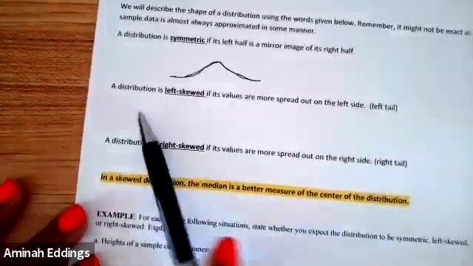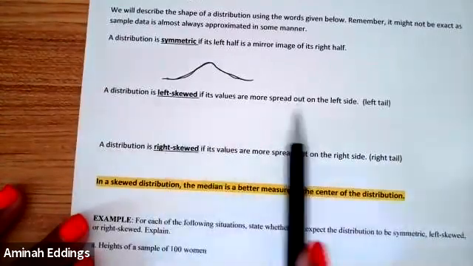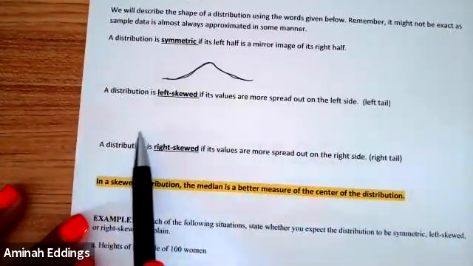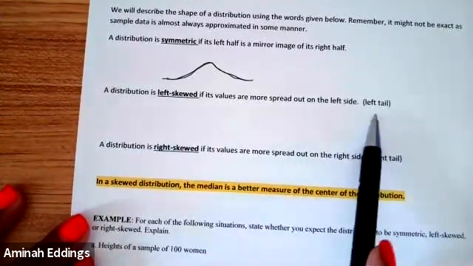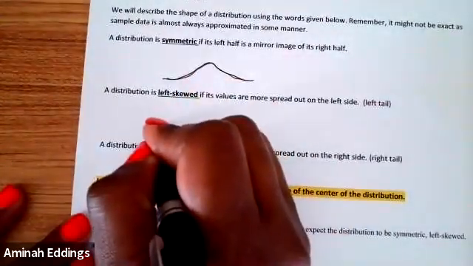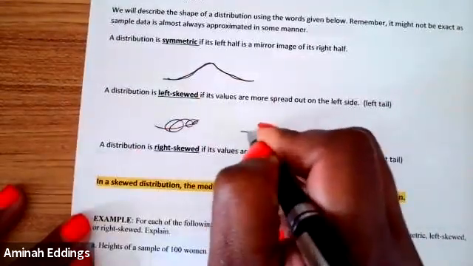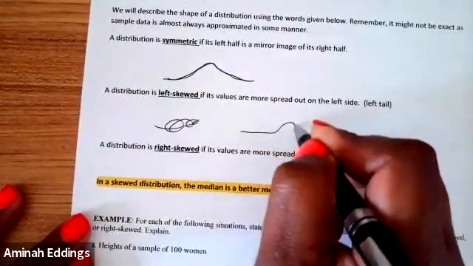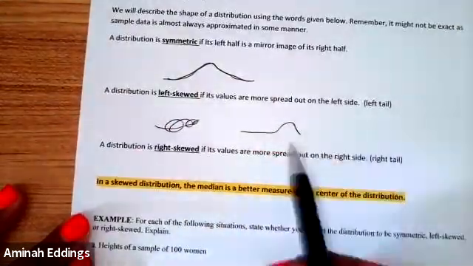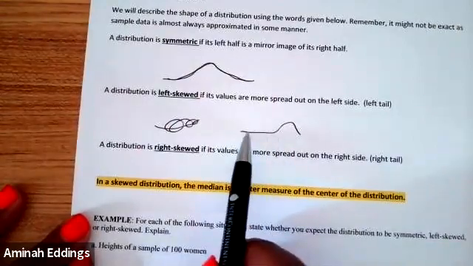Then you have left skewed. This is if your values are more spread out on the left side. We also call this a left tail. So it kind of looks like this, more spread out on the left side. So we have more data here, and so that's why we call it a left tail.